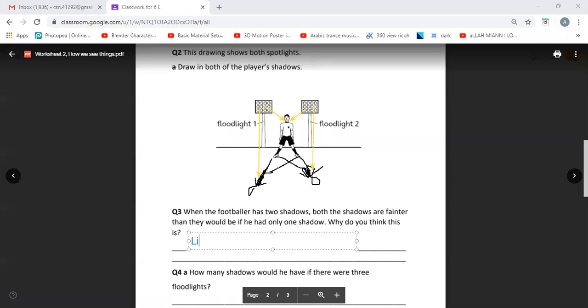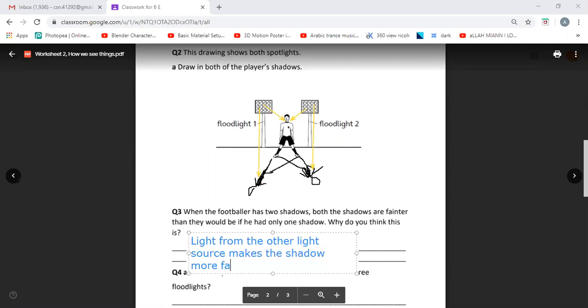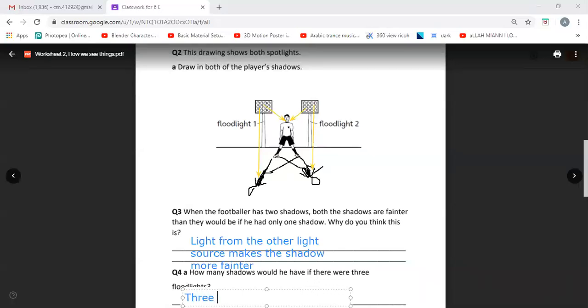So light from the other light source faints the shadow. It basically makes the shadow more faint. I hope this is clear. Now, how many shadows would he have if there were three floodlights? Of course he's going to have three shadows, right?